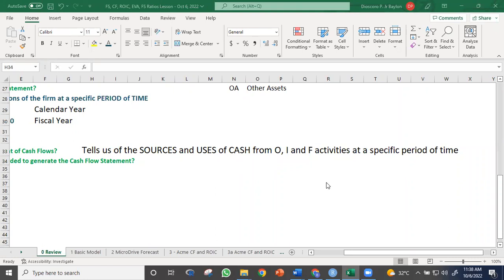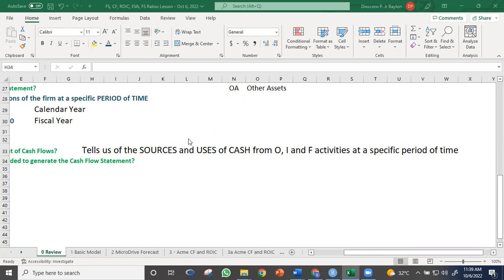So this is what the statement of cash flow does. It tells us of the sources, saan ang galing, and the uses, ang ginamit, yung cash. So the focus is, of course, on cash, from O, I, and F activities. What are those O, I, and F activities? Okay, thank you, Maxine. You're correct. Maxine, paki-share yung answer mo to everyone, please. Okay, thank you. So that's correct.